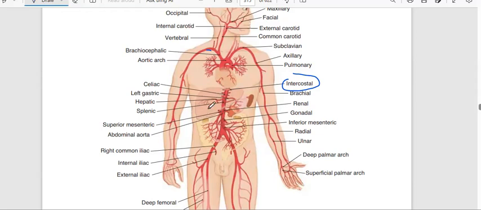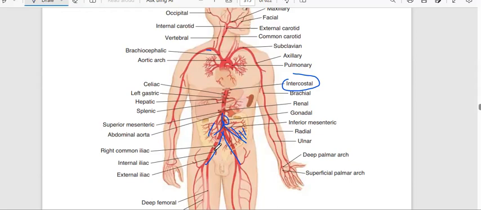Hepatic artery, which supplies the liver. Splenic artery, which supplies the spleen. Superior mesenteric artery. Wherever the intestines are present, they will be supplied by the superior mesenteric artery. Abdominal aorta. Here this is the abdominal aorta, and it is making branches all the way down. And after that, it makes two divisions: the right common iliac artery and the left common iliac artery.